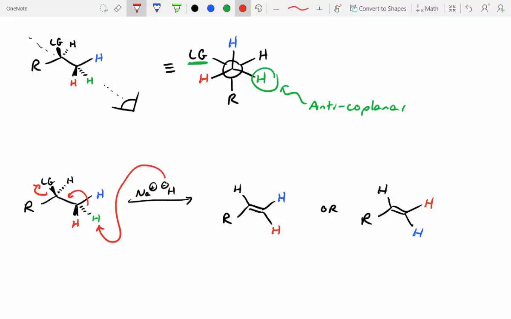Like if it was coplanar, what would it be? On top right. So syn-coplanar would be if it were in the eclipsed conformation and one of those hydrogens were overlapping with the leaving group. So anti-coplanar, if you remember, just means that this position is on the opposite side as that position. I actually forgot. Oh, that's okay. It's a good thing to review.